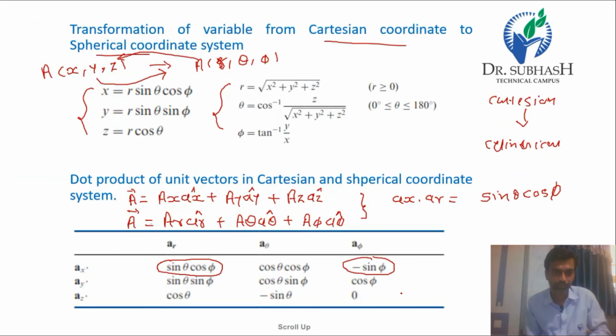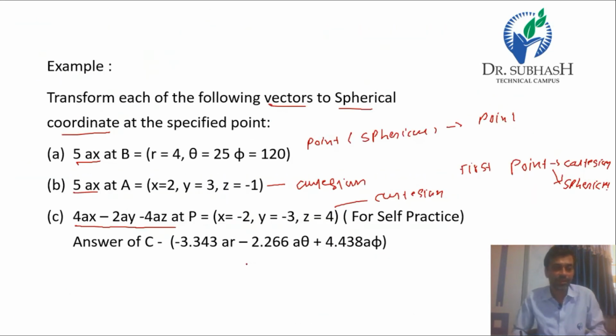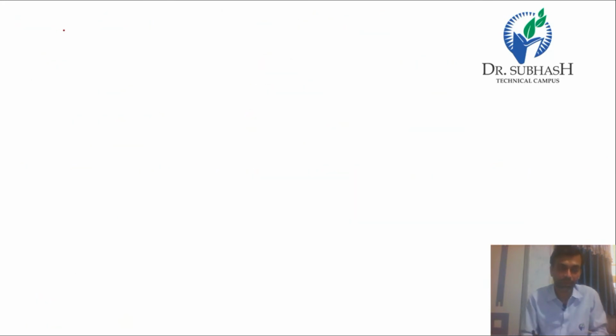Okay, now in the example in B, we are required to find the vector in the spherical coordinate system at point x equal to 2, y equal to 3, and z equal to minus 1. Here the point is given in the Cartesian coordinate system and the vector is also given in the Cartesian coordinate system. So first of all we find the point in the spherical coordinate system using the formula, and then put the values of theta and phi in the transformed vector.